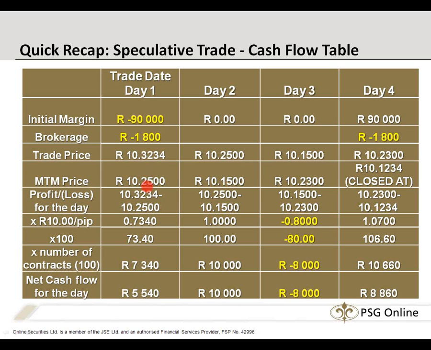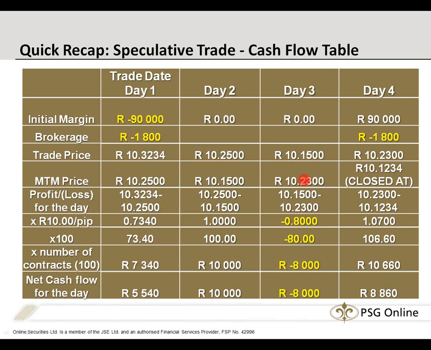Now he bought at 10.32, now it's 10.25. The difference, that's how we get the 7.3 cents, just over 7 cents. Times my 100 contracts, 73 Rand, times the contracts, times 10 Rand per contract. So on his first day, after brokerage, he had a net cash flow of 5,500 Rand. And so it goes on every day. Day 2 has a net cash flow of 10,000 Rand. On day 3, however, the market goes stronger, goes against him. Remember, we're at 10.15 and now the market goes up. The rand weakened and the dollar strengthened.